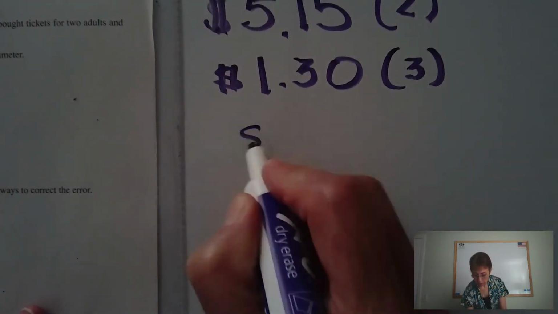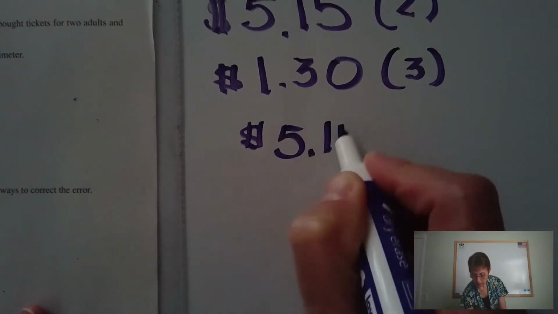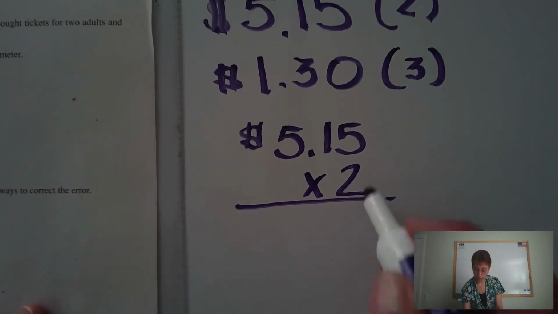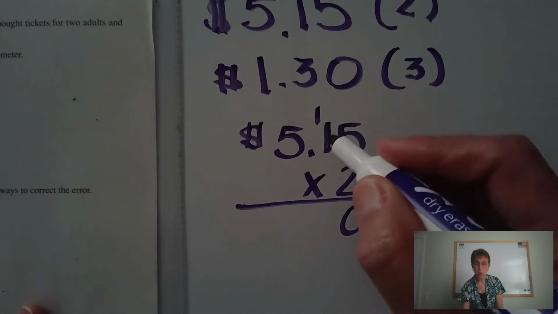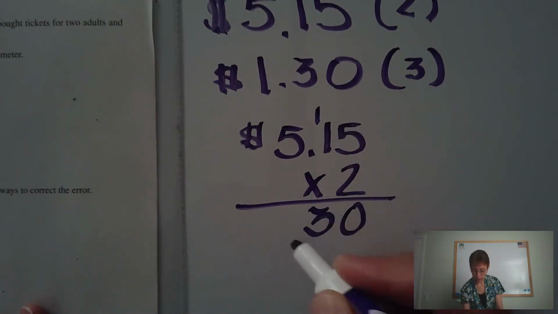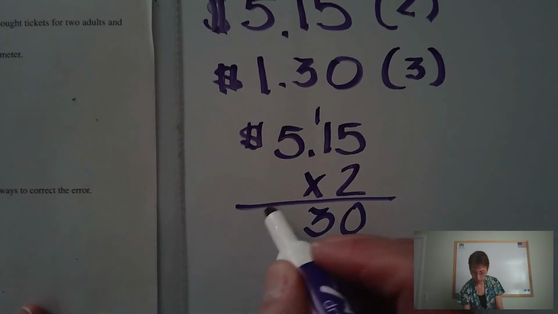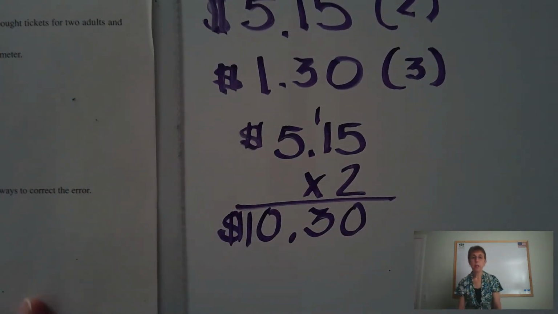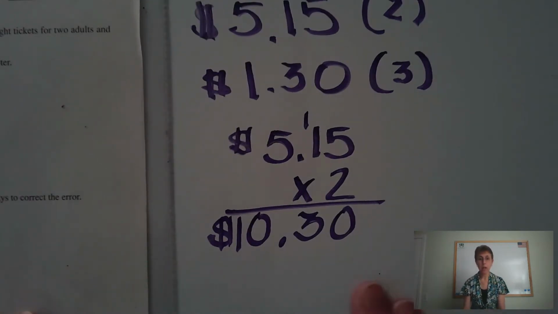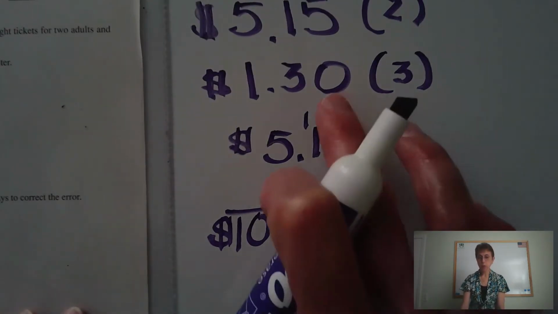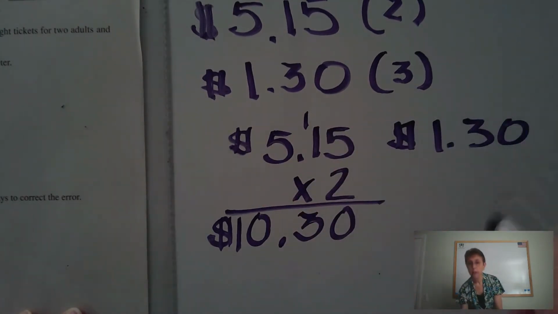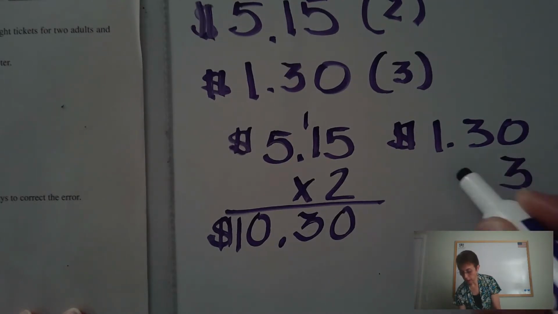So $5.15 times 2 for the 2 adults tickets, and you multiply. 2 times 5 equals 10. 2 times 1 equals 2, plus 1 equals 3. Bring down your decimal point, and 2 times 5 equals 10. So we know now that for the adults, it costs $10.30. Now for children's tickets, it was $1.30 for each child's ticket, and we needed to buy 3 of them.